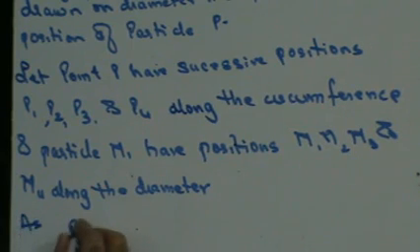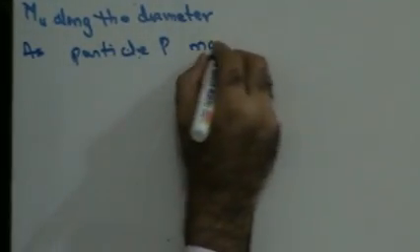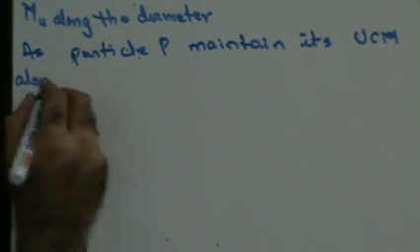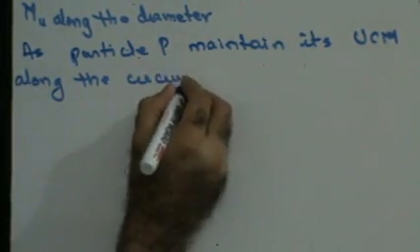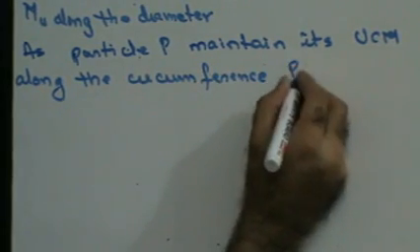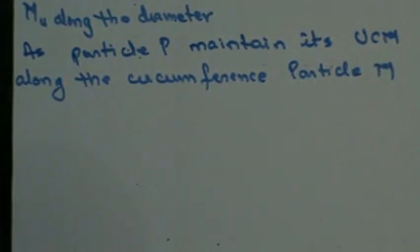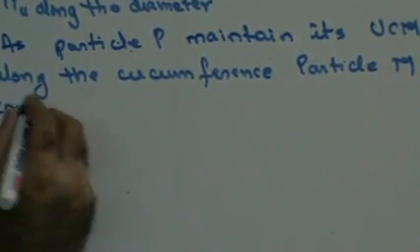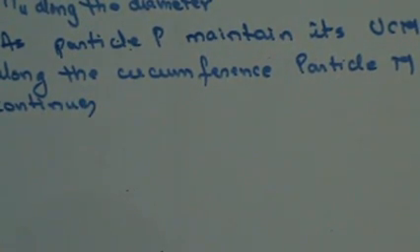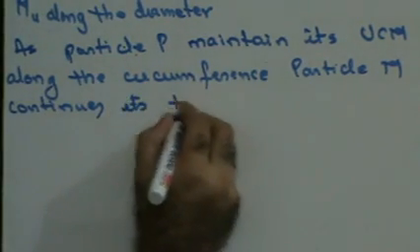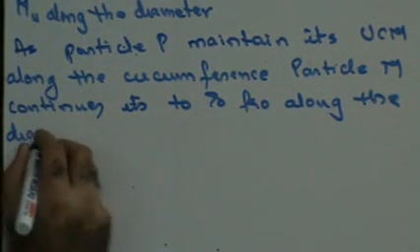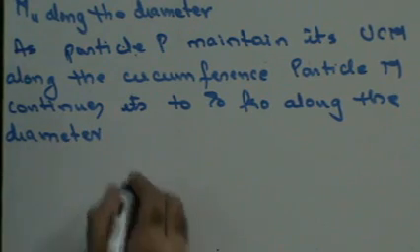I can say as particle P maintains its UCM along the circumference, particle M continues its motion of to and fro between endpoints A and B. Particle M continues its to and fro along the diameter between points A and B.